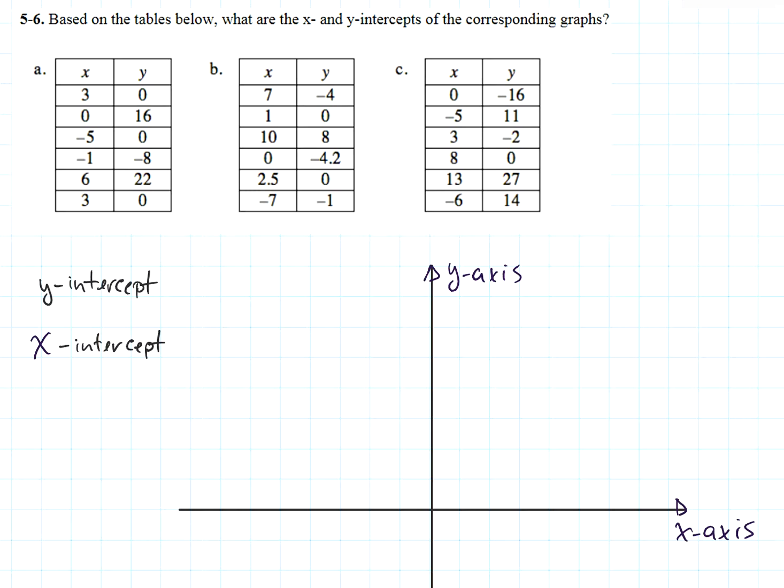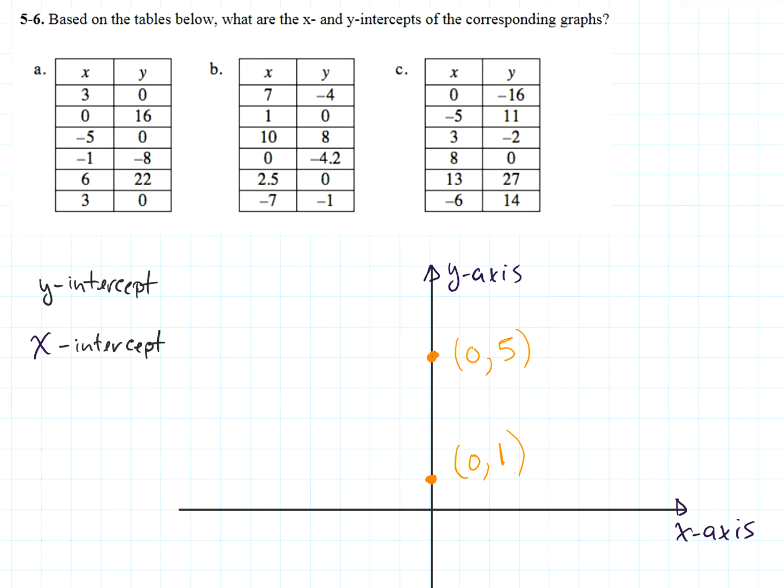So for example, consider this particular point right here. This point has an x value and it has a y value. In fact, the x value is 0 and the y value is 1, 2, 3, 4, 5, right? And let's look at another point here. This particular point has an x value of 0 and a y value equal to 1.